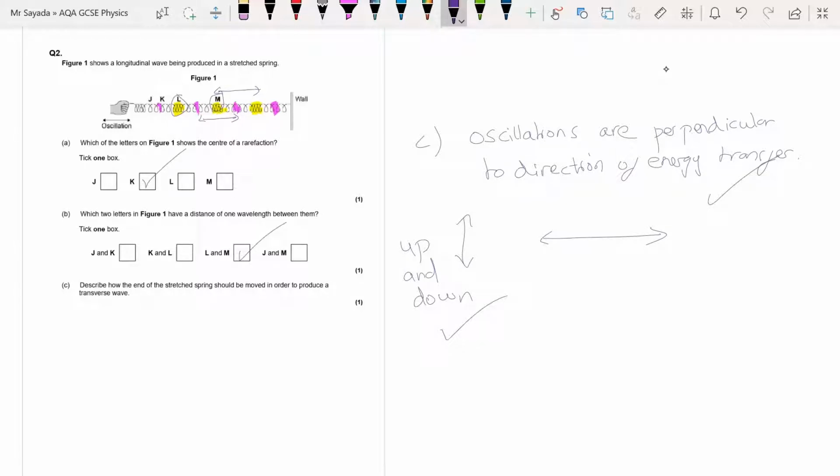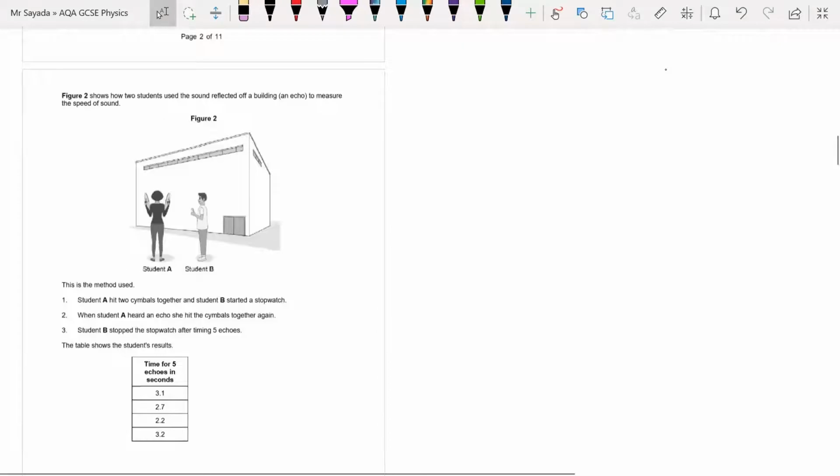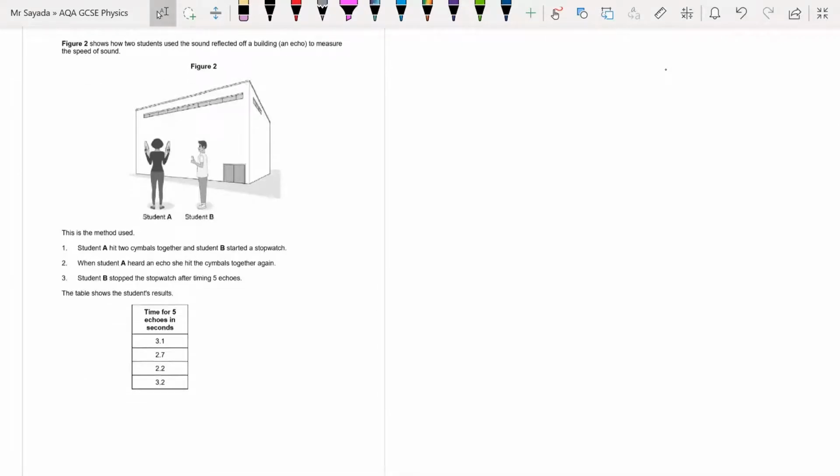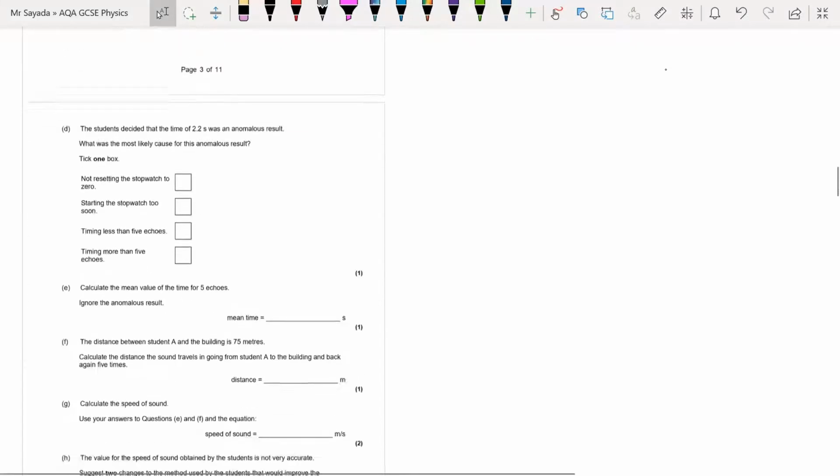Pause the video to mark and correct your work. Press play once you've done that. You should have now marked and corrected your work. Pause the video to read this information. Press play once you've done that. You should have now read this information.